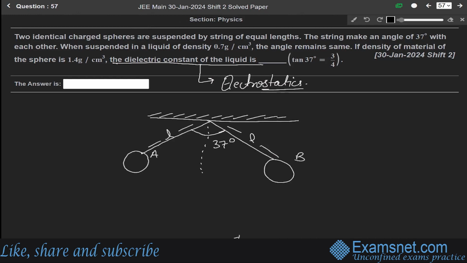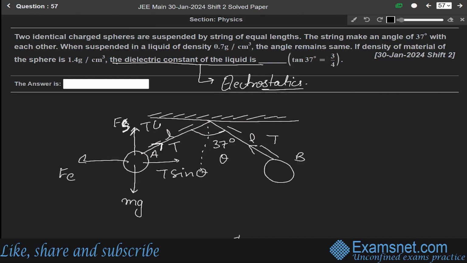Now if we resolve these into two components, let us say the tension in this string is T, and here also the tension is T. Resolving into two components, the downward weight will be mg, and in the upward direction will be the force due to the sphere. Here is Fe, the electric force, and if we consider this angle theta, this will be T sin theta, and this will be T cos theta.